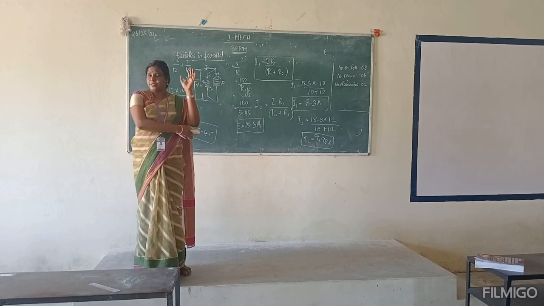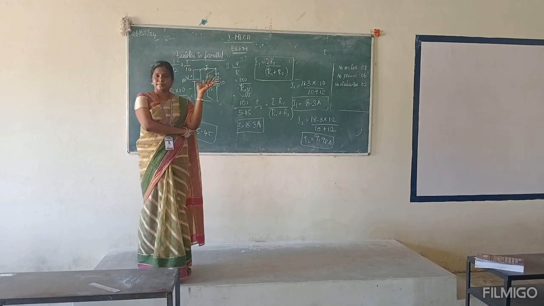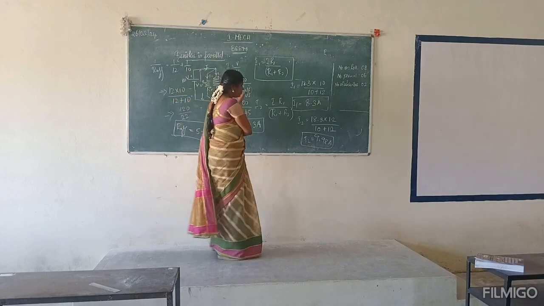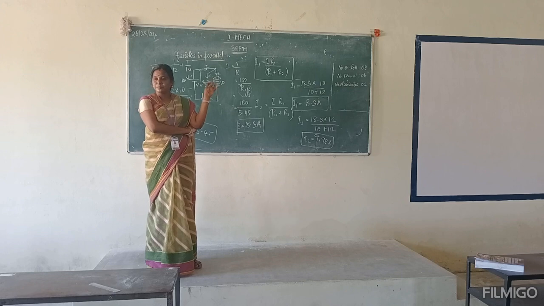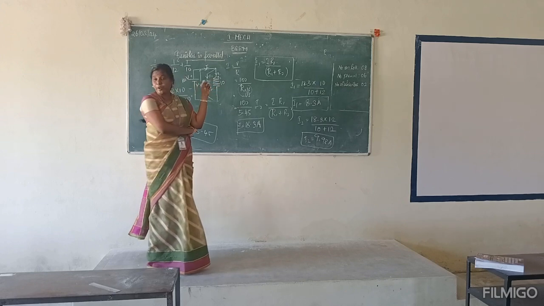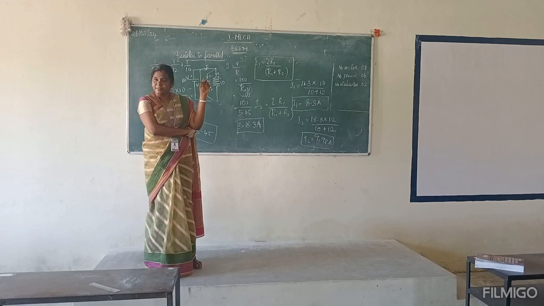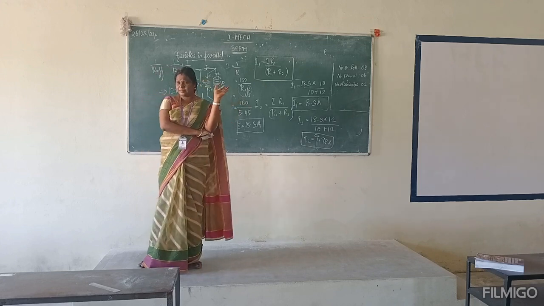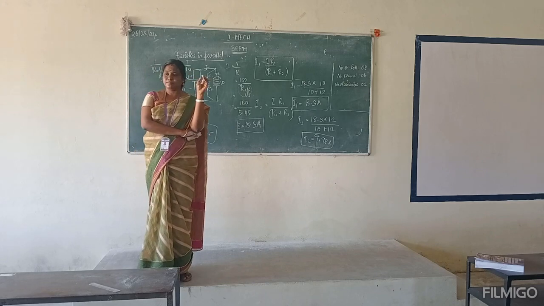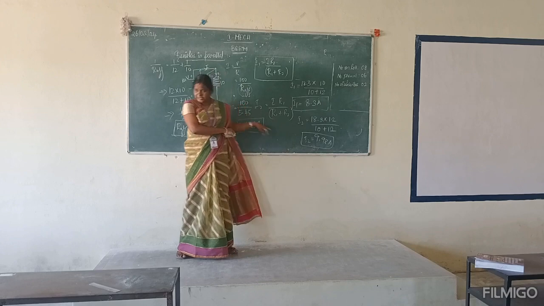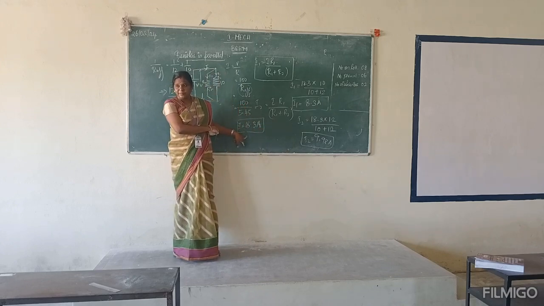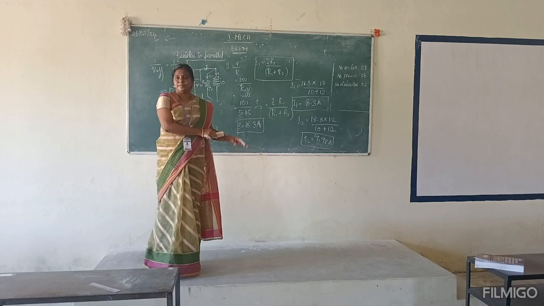Any doubt in the problem? 18.28, okay, 18.28 is approximately equal to 18.3. See, if you add I1 and I2, you should get this total current. That is just to cross-check whether you have done it correctly or not. Okay, right?